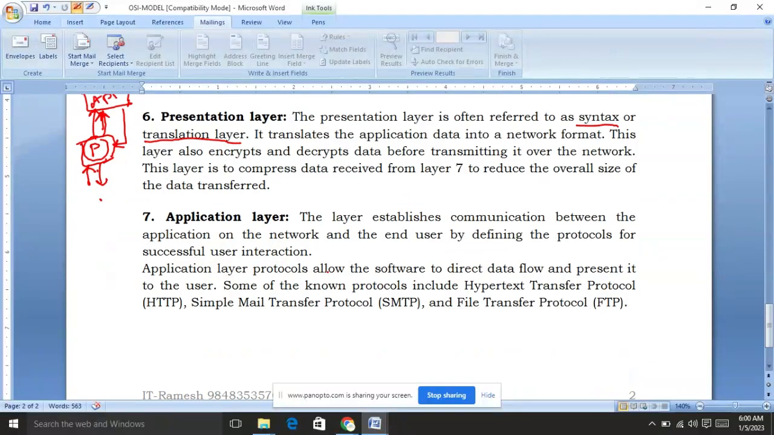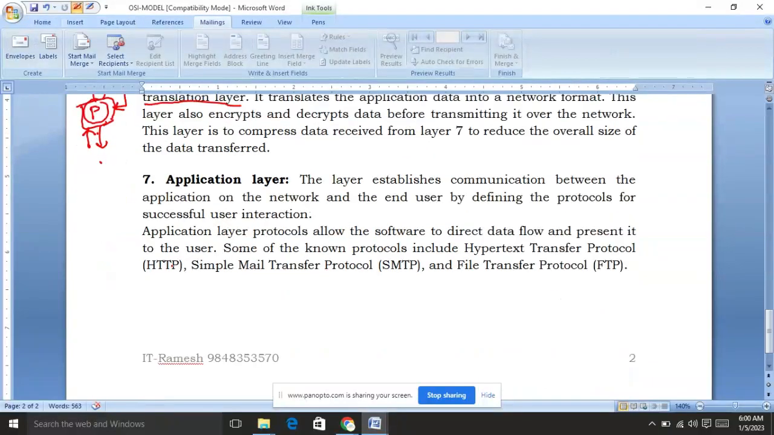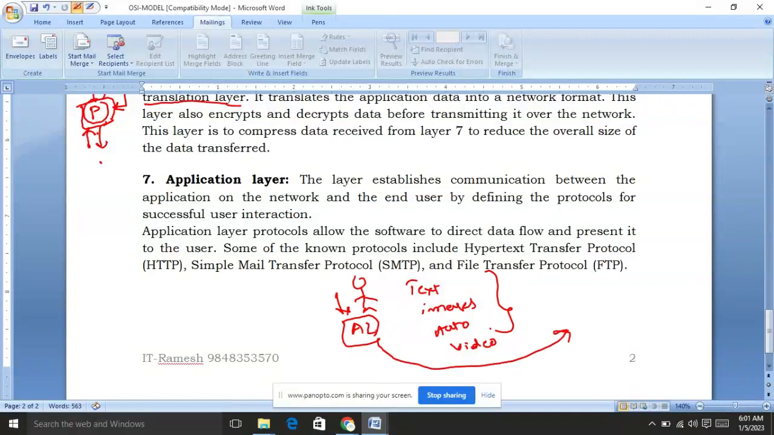Finally, the application layer. Only in this application layer does the user interact with the system. Generally the user submits different formats of data. Suppose text data, images, audio files, and video files, and several types of data to the application layer for successful transmission from one system to another system. This application layer consists of several applications or programs to accept different formats or different types of user data.